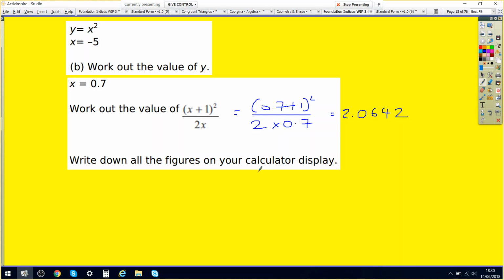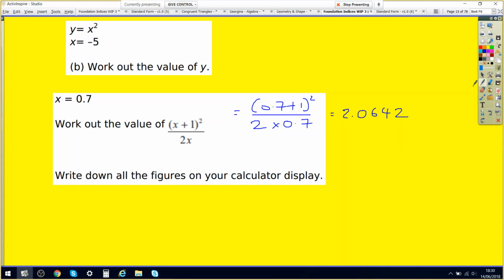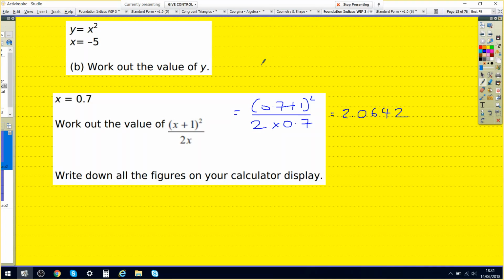For the one above it, y equals x squared minus 25. And so, what does squared mean? Times it by itself. And so, what is minus 5 times minus 5? Minus 5 times minus 5. 25. And that's because they're both minuses. Two minuses make a plus.